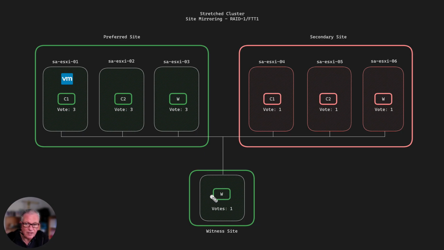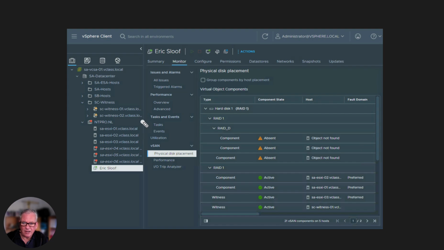But let's take a look at the voting calculation first. So when we go into the vSphere client, we can see that we've lost host 4, we've lost host 5, we've lost host 6.